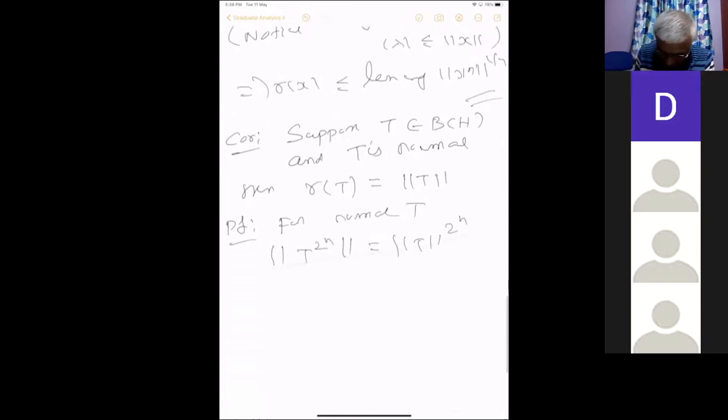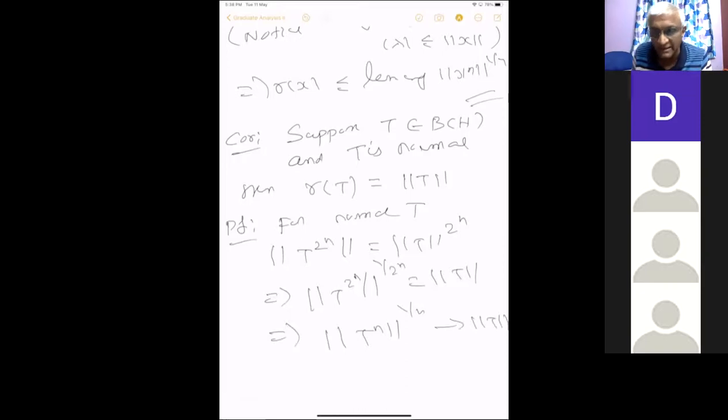Yeah, we proved this. So this implies (t power 2 power n) whole power 1 by 2 power n goes to norm t, right? A subsequence which goes to norm t. We know that the limit exists for this, equal to norm t. So this implies (t power n) whole power 1 by n will converge to norm t, because there is a subsequence that has to converge, so it goes to norm t. So this implies R of t equal to norm t. So for normal elements, the spectral radius is the same as the norm of t.